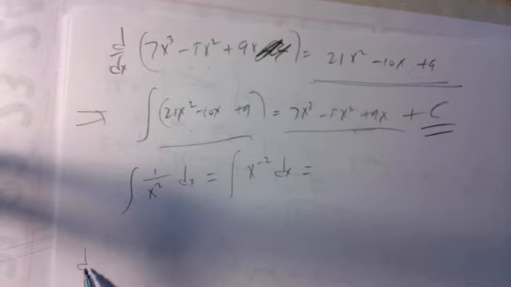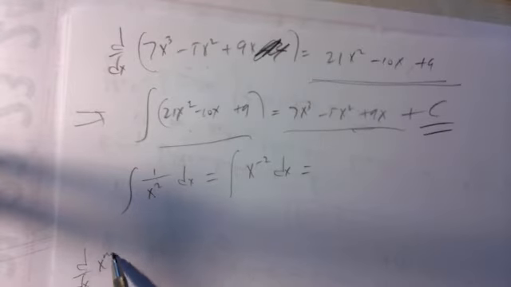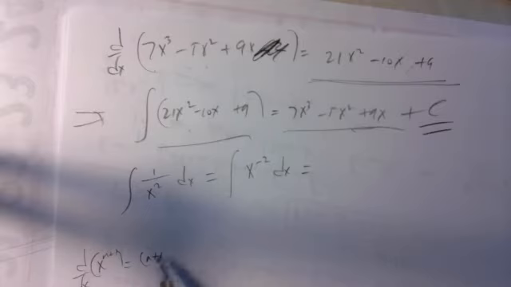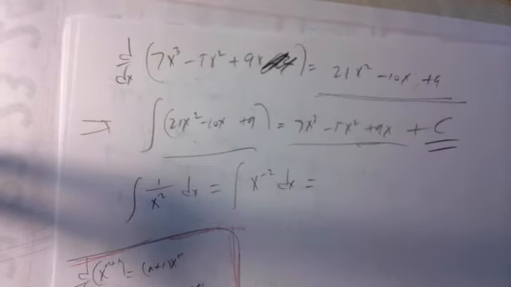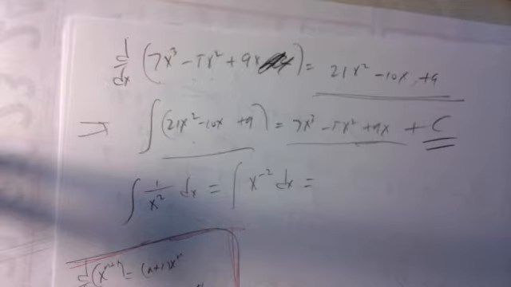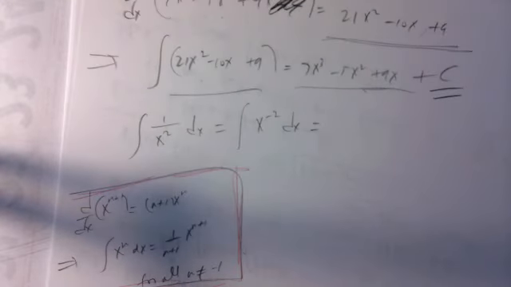And I'll give you another hint. As we saw before, the derivative of x to the n plus 1 is n plus 1 times x to the n, which implies that the antiderivative of x to the n is 1 over n plus 1 times x to the n plus 1. And this expression is true for all n not equal to negative 1. Because if n were negative 1, this would be 0.